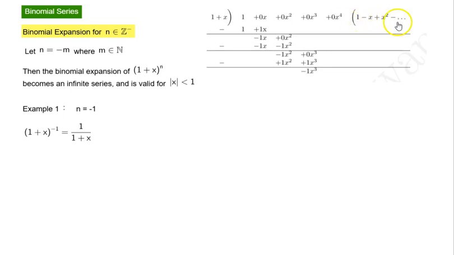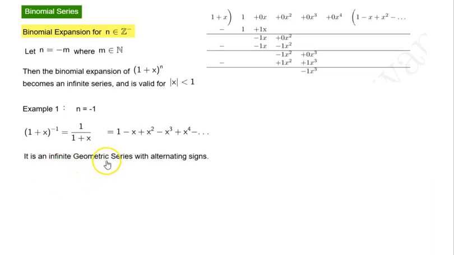Plus, minus, and so on. So we have 1 by 1 plus x is equal to this expansion. Now, this is an infinite geometric series with alternating signs, which means we can write it using the sigma notation. 1 plus x to the power of minus 1 is equal to the summation as n goes from 0 to infinity of minus 1 to the power of n times x to the power of n, where the absolute value of x is less than 1.